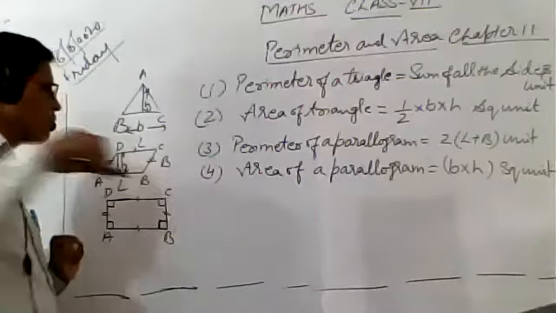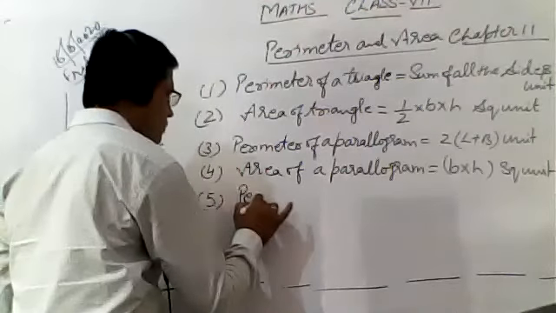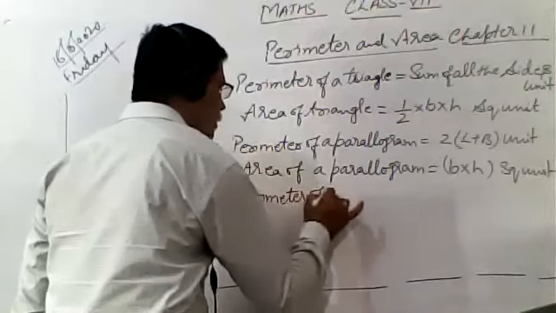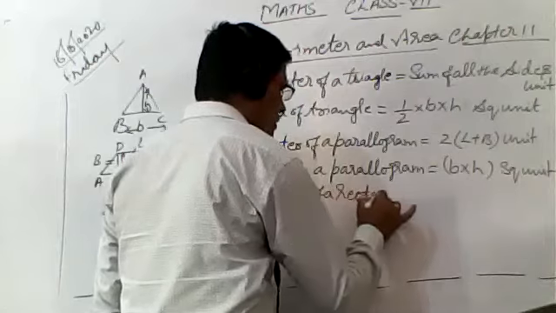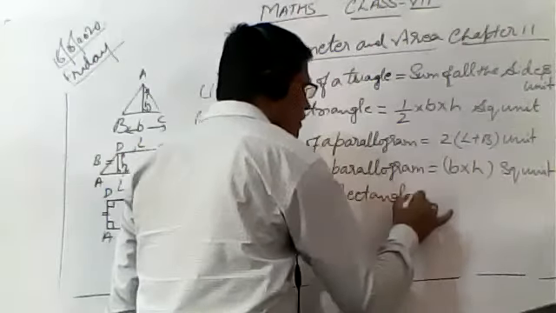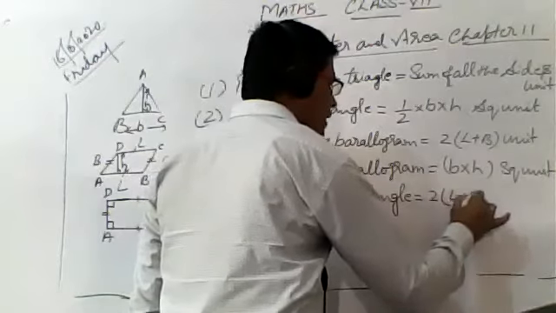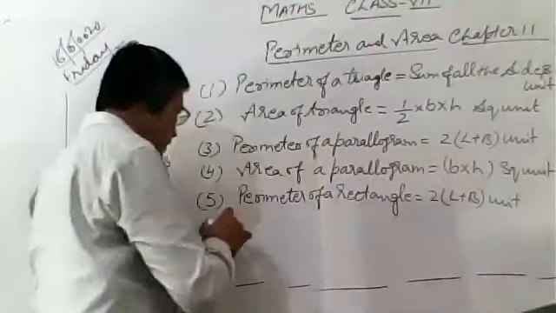Therefore, my fifth formula is perimeter of a rectangle is equal to 2 into length plus breadth, and unit always comes as a unit.